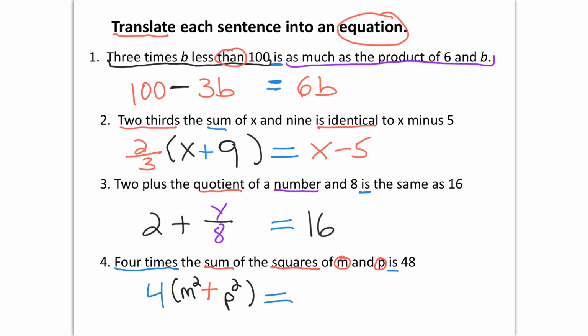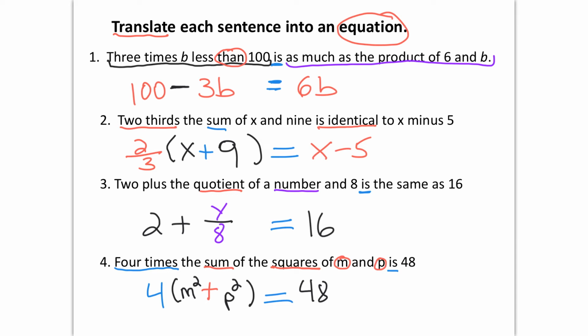We got the variables. We have 4 times the sum of the squares of m and p is 48. So after the equal sign, I'm going to have the number 48. So there's the equation. You guys have 2 different variables, m and p, and we have the squares of the m and p, m squared and p squared, and everything's going to equal 48. So this is how you write equations.